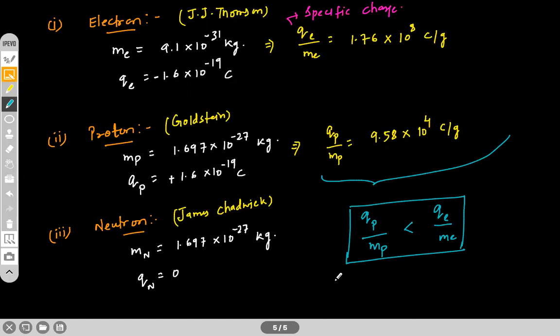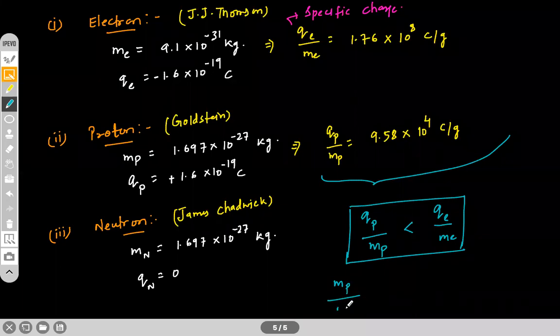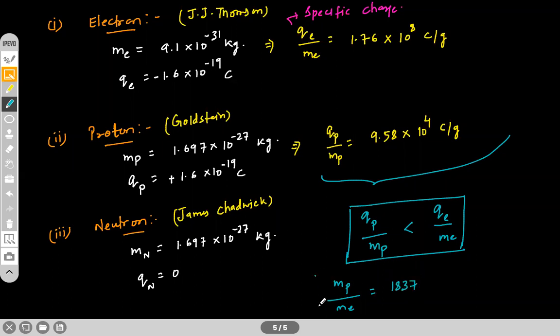One more relation you see, the mass of proton by mass of electron, the ratio is 1837 approximately. So this also you remember, okay? All these things they ask sometimes directly.